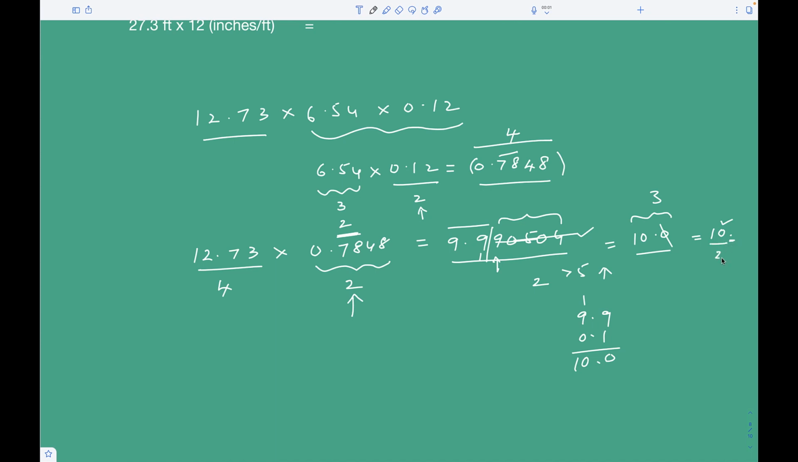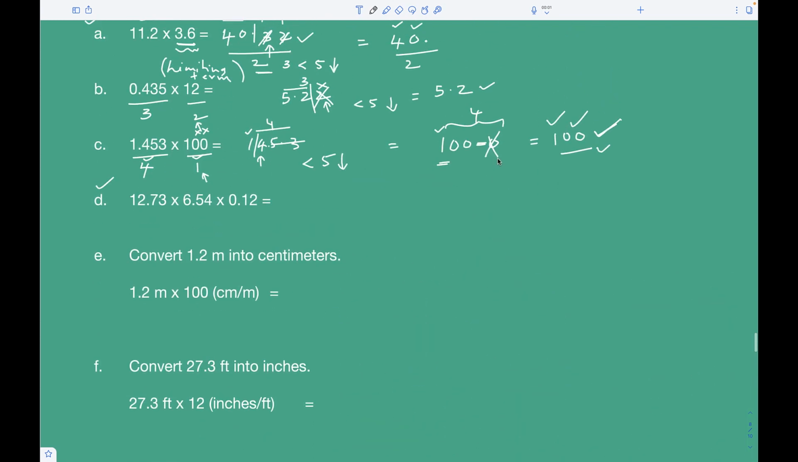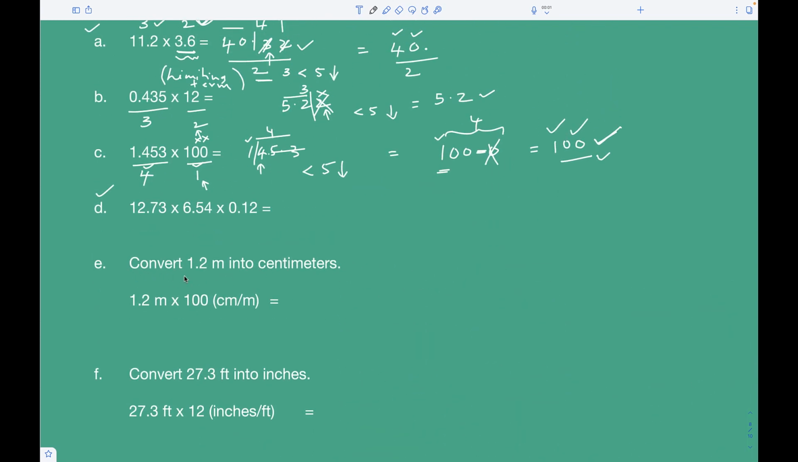So the answer then would have two significant figures. Now, in the next example, we are asked to convert 1.2 meters into centimeters. By definition, 1 meter is equal to 100 centimeters. That means it is exactly 100, that is 100 with an infinite number of zeros after the decimal point. That means this has an infinite number of significant figures. This is an exact value.